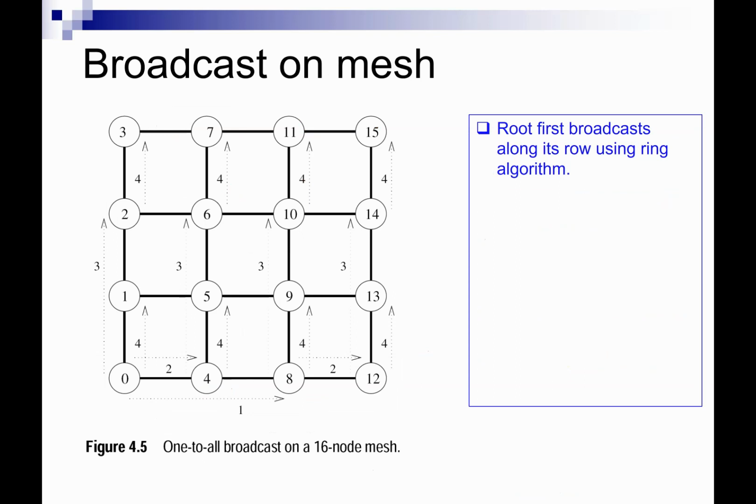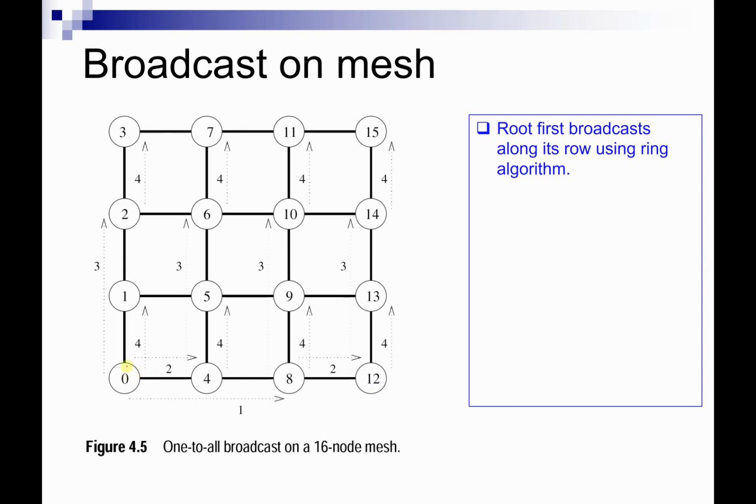So next, let's move to broadcast on a two-dimensional mesh. Just like a mesh generalizes a ring, a mesh is basically a two-dimensional ring. So we're going to apply the ring algorithm on the mesh, but we're going to apply it in both dimensions. Concretely, if you want to broadcast, first of all, we're going to broadcast on the row.